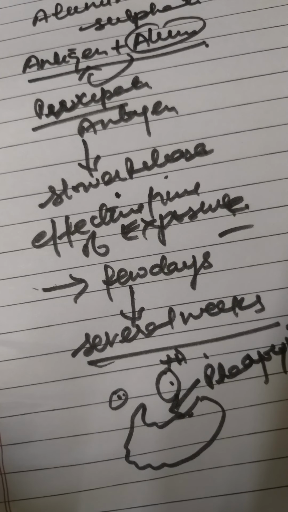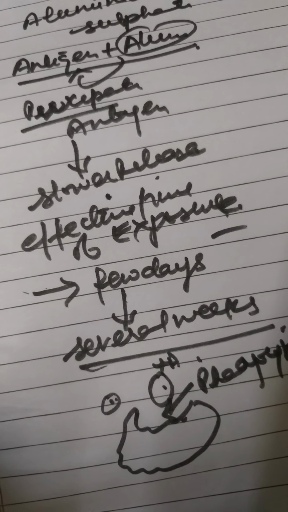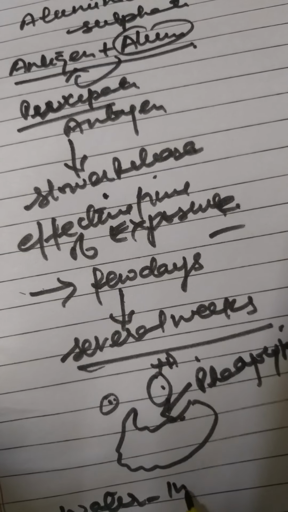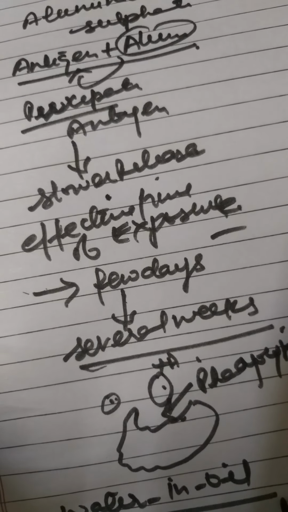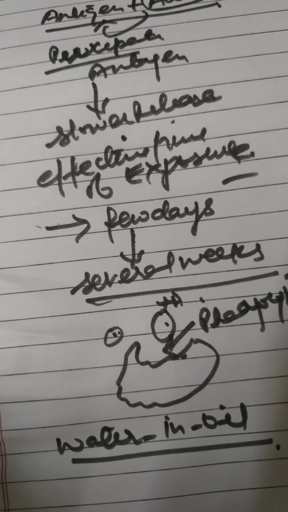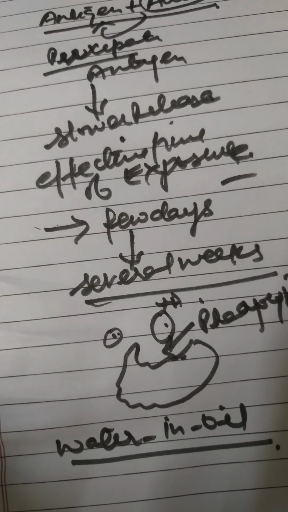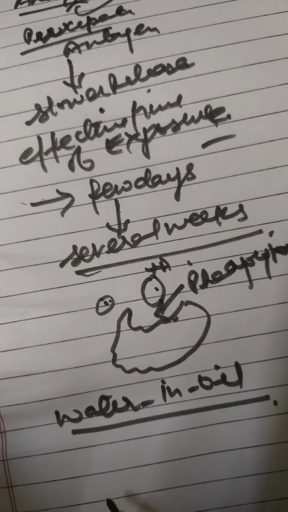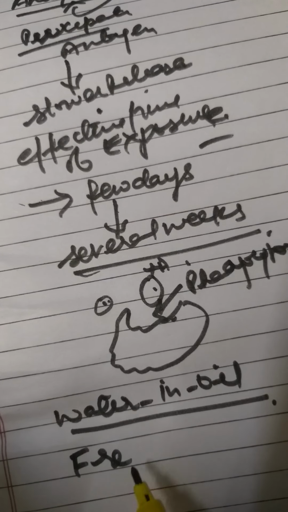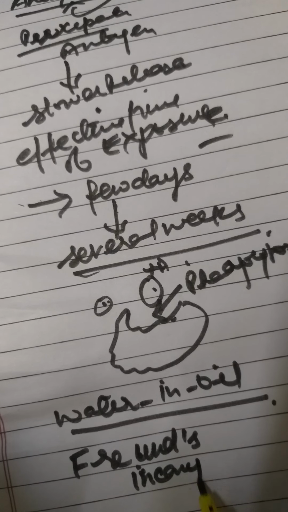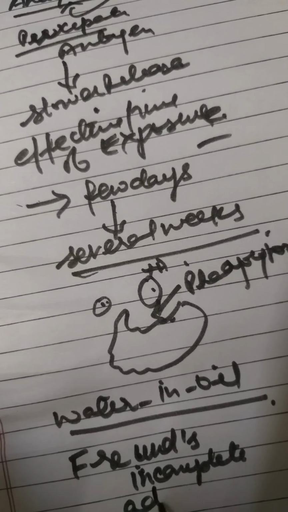Furthermore, there is another example: water-in-oil adjuvants. These kinds of adjuvants are also used, and they prolong the persistence of antigen. A very common adjuvant preparation is called Freund's incomplete adjuvant.